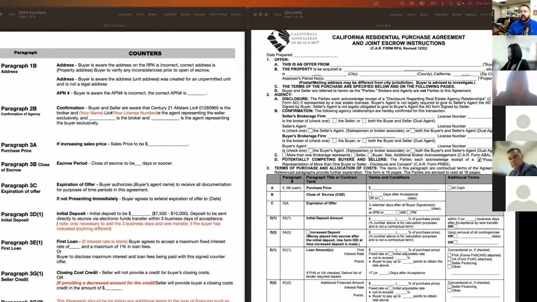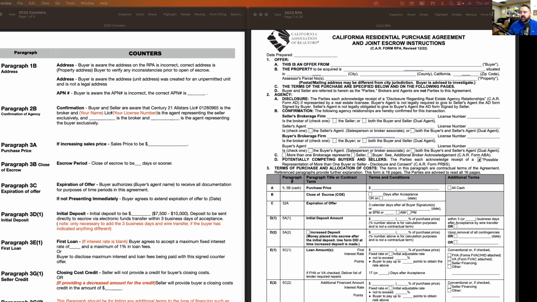What you should be looking at right now is the PDF copies of the counters and the RPA. I'm not going to go into the disclosure regarding agency relationships and all the other stuff that comes with the RPA because we just talked about it last week. What I do want to talk about is how exactly we're going to look at these counters with the RPA and the explanation behind it. All right, so let's get started.